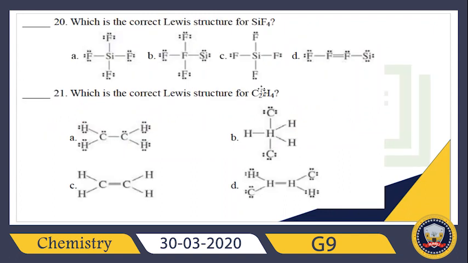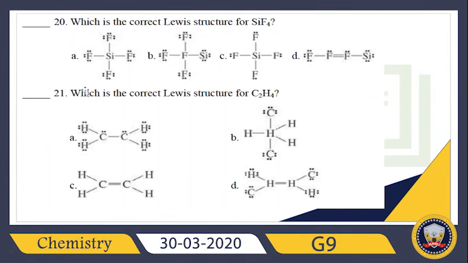So now question 20, which is the correct Lewis structure for SiF4? Silicon with fluorine. So is it this one? No, wrong. All the fluorine atoms, the 4 of them, are bonded with this Si. So this one is wrong. This one, all of them are bonded, but how many lone pairs for each fluorine? It's wrong. Each fluorine has a full octet, 8 electrons. So that's wrong.